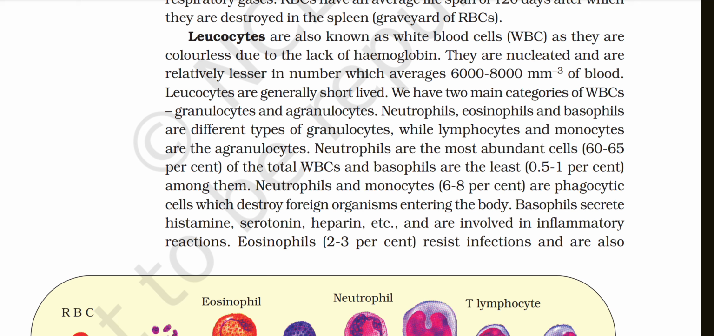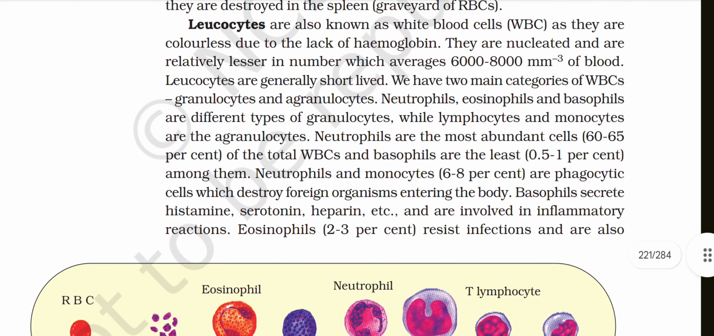Leukocytes are also known as white blood cells. They are colorless due to the lack of hemoglobin. They are nucleated and are relatively lesser in number, which averages 6,000 to 8,000 per milliliter cube of the blood.